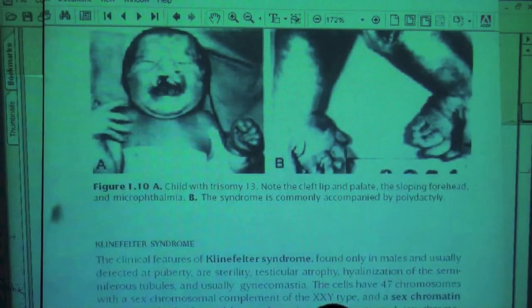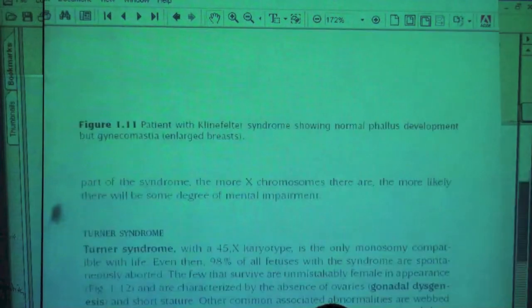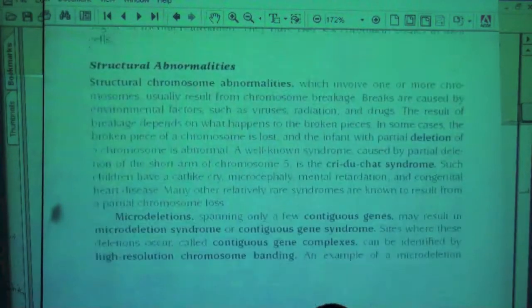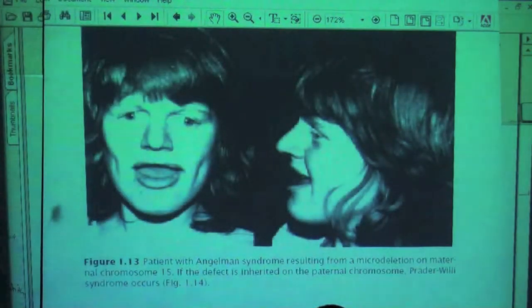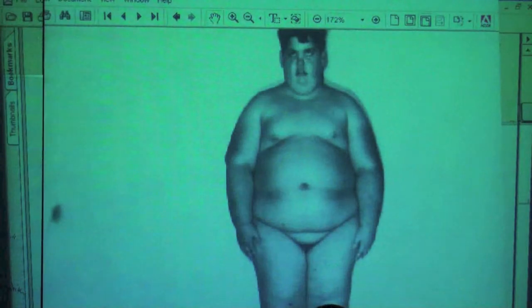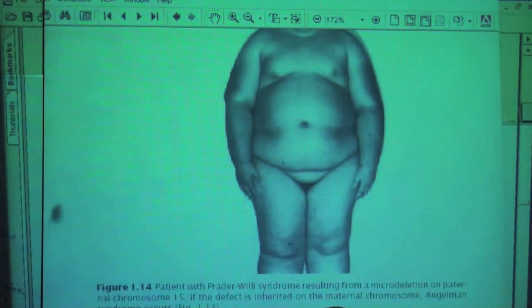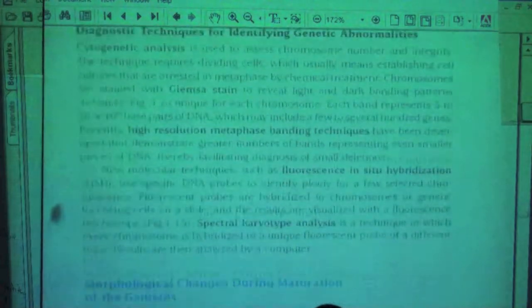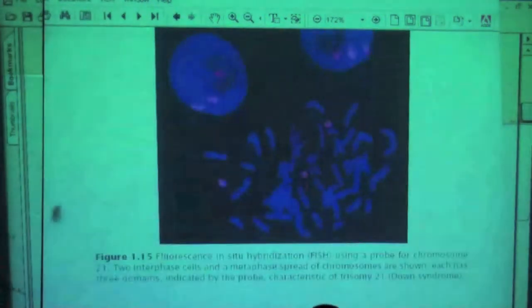23. And you know Down syndrome? Yes. Down syndrome is trisomy. There may be many chromosomes involved. This is Turner syndrome or Prader-Willi syndrome? This is Prader-Willi syndrome.